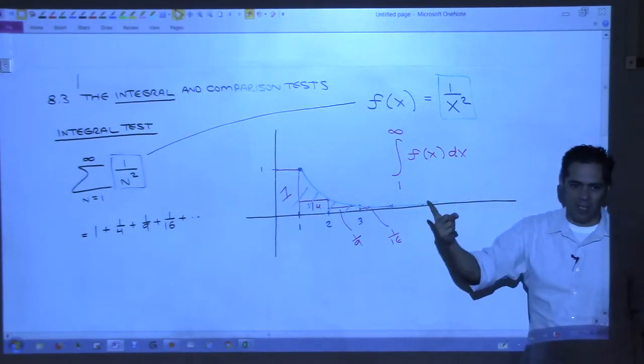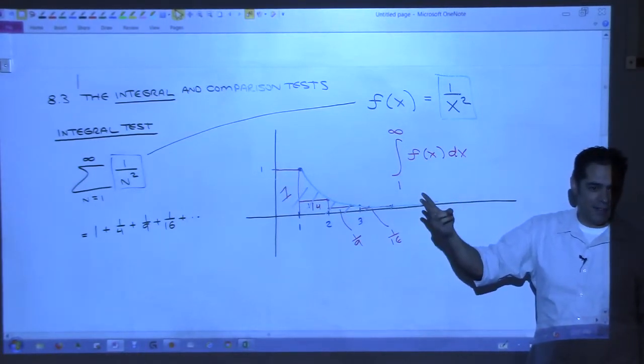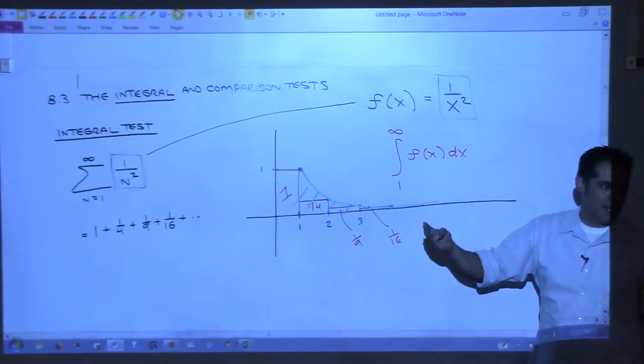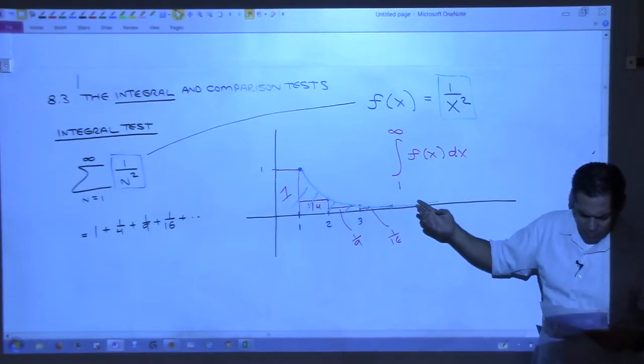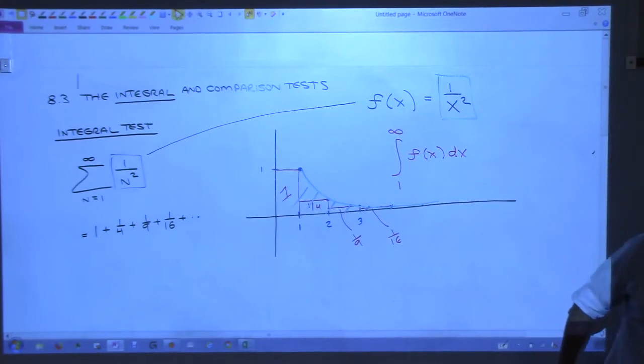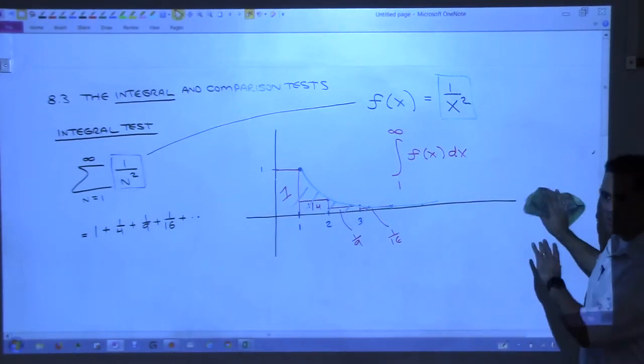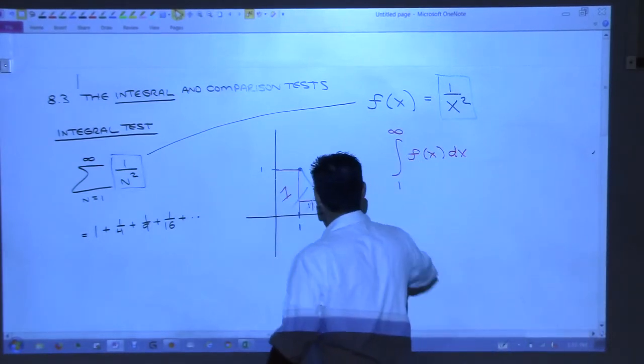You have to show it's continuous, that it's positive, that it's decreasing, and then you have to be able to take the integral. All right, so I'm going to do that now. You ready to do this problem? This was just kind of the setup for it.